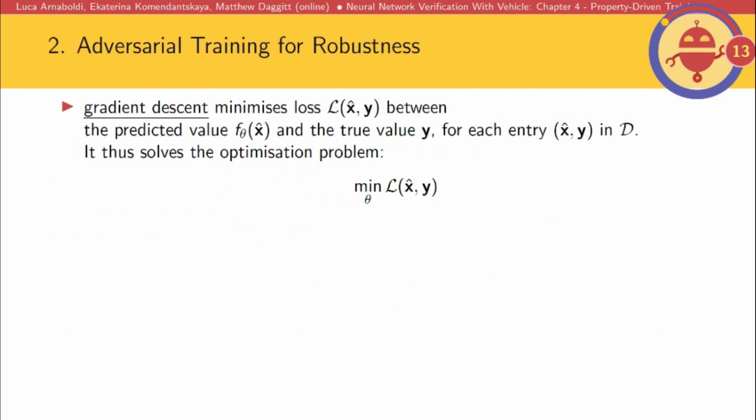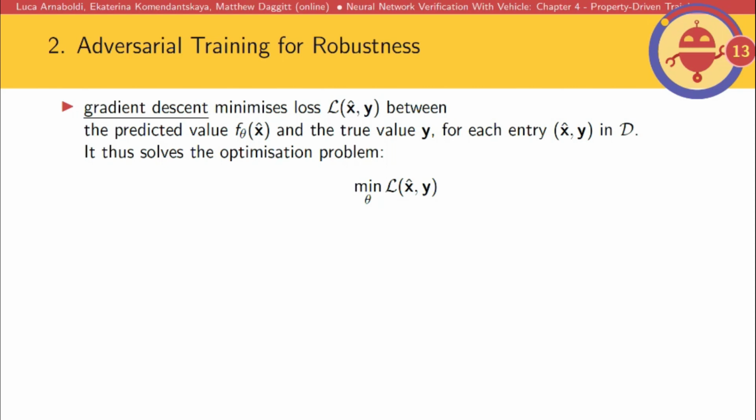Gradient descent is the most common algorithm in machine learning. It minimizes the loss L of x hat, y between the predicted value, f theta of x hat, and the true value y, for each entry x hat, y in my data set. I'm not going to go into the actual algorithm of gradient descent because it's not relevant to our discussion here. But in terms of optimization, gradient descent solves this optimization problem. This is standard machine learning notation, because it hides quite a few irrelevant details and highlights the relevant ones.